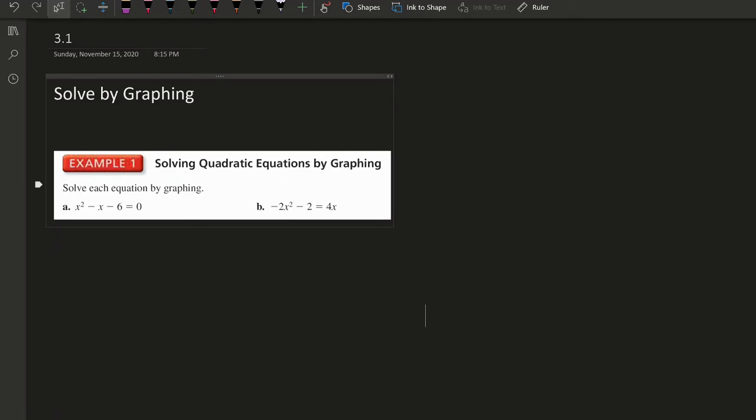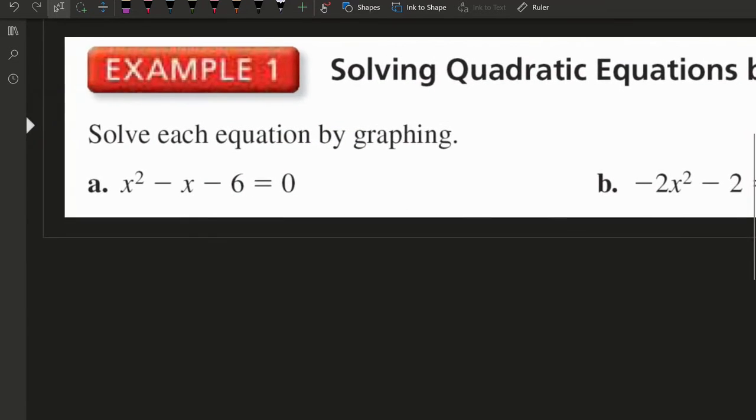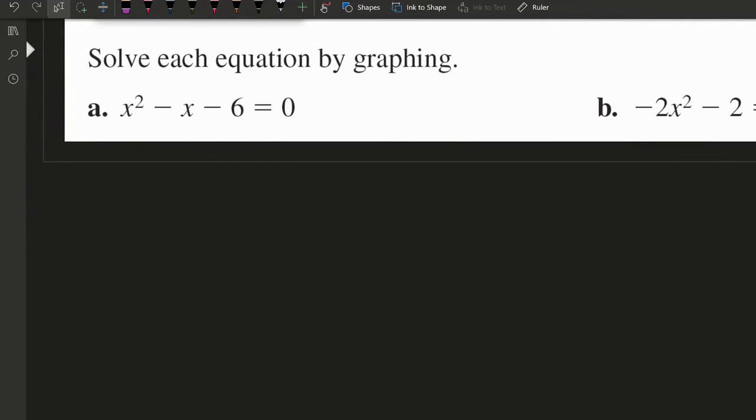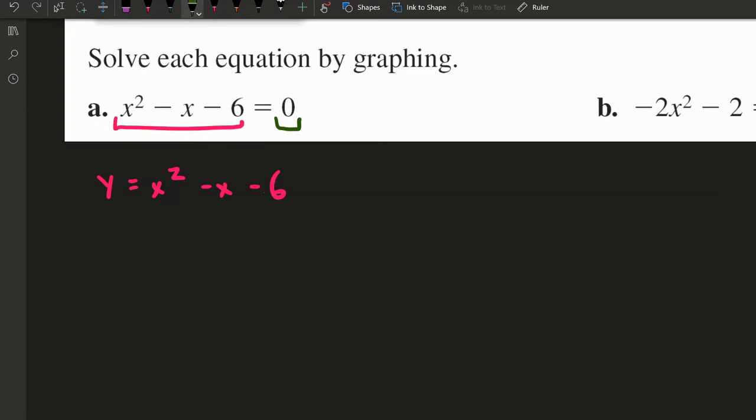The way we do this is, I've got this equation right here: x squared minus x minus 6 is equal to 0. The way that I am going to solve that is by turning it into a system of equations. So what I'm going to do is write an equation for the left side and then a second equation for the right side. This is very simple. All I'm going to do is stick a y equals in front of it, and then I'm going to take the second one and put a y equals in front of that.